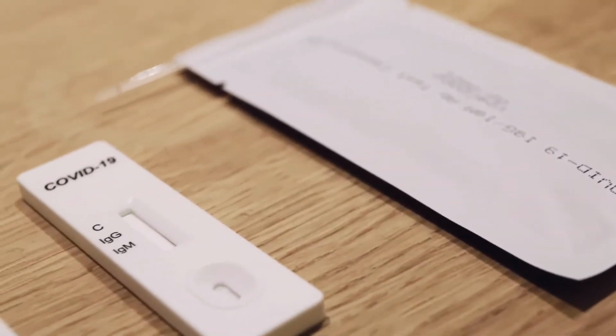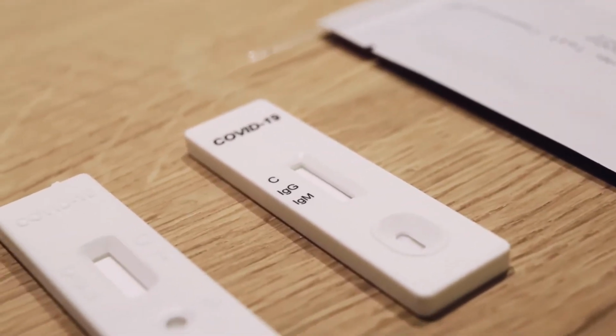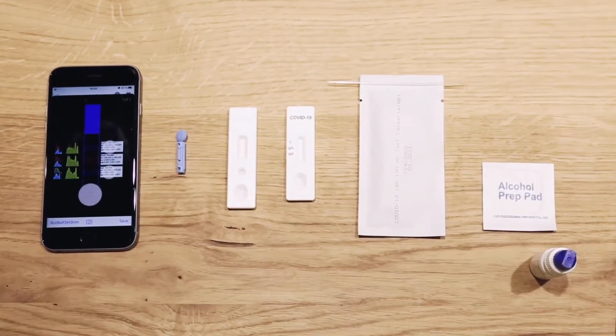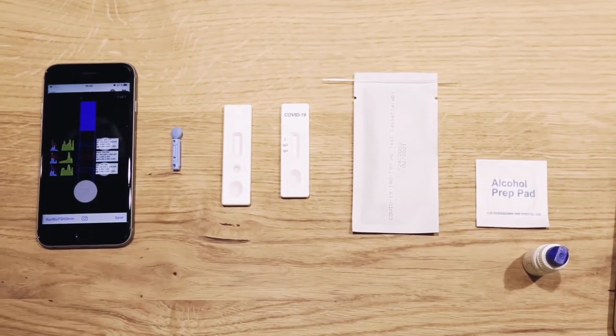So I have here two of those tests from two different manufacturers. And what we do in our company is to develop apps that are able to digitize the results of these serological tests.